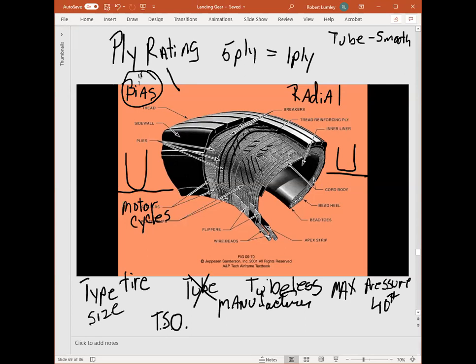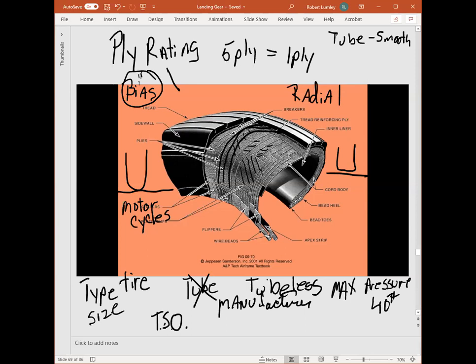Yeah. I could talk more if you really wanted to, but large jet aircraft now have gone to radial ply tires for the fact that there's better surface contact, and that they last longer and stuff like that, because we just don't have a small contact area.